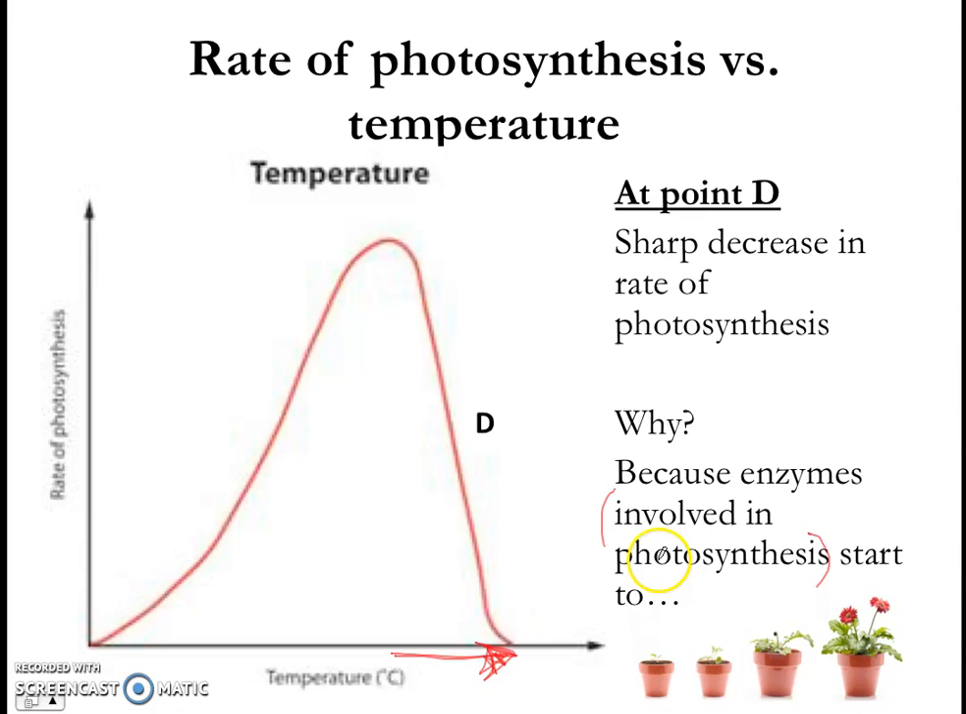Okay, for the rest of the lesson, please work on worksheet number 2 and try to apply some of those ideas of limiting factors to the graph and get familiar with how rate of photosynthesis is related to temperature, light, and carbon dioxide concentration.